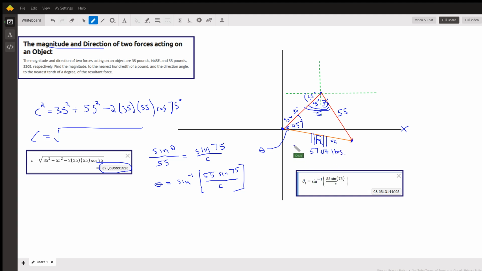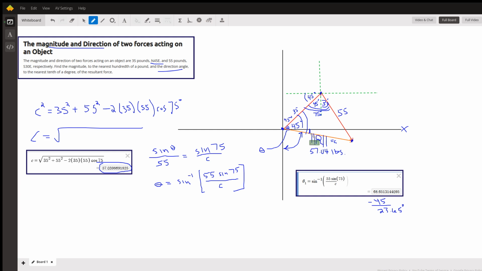Now, what about the direction angle? Assuming we're going to use north, south, east, or west, we want to find the size of this angle right here. We can use the law of sines to find this angle, which there it is right there, 68 degrees. If we subtract 45, that'll give us what, 23.65 degrees. That's the size of this little angle right here.